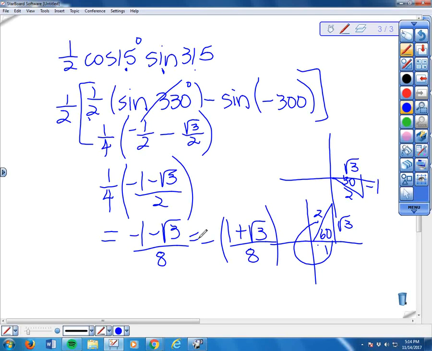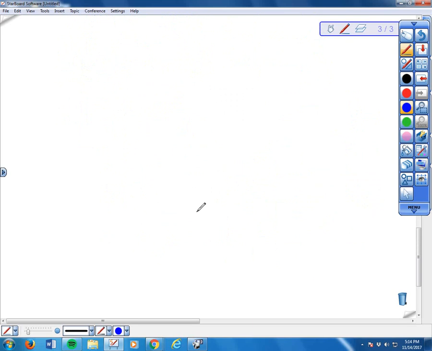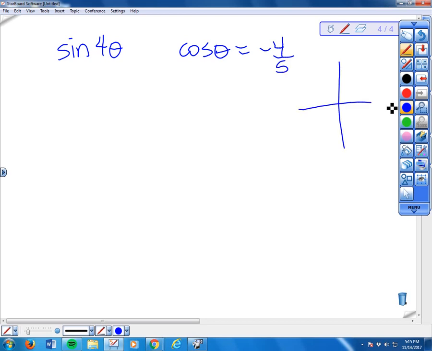Okay, bonus. Find sine of 4 theta if theta is on the interval 180 to 270, so that puts us in the third quadrant, and cosine theta is negative 4/5. So quickly I'll just draw my triangle in the third quadrant. This is negative 4, 5, negative 3.